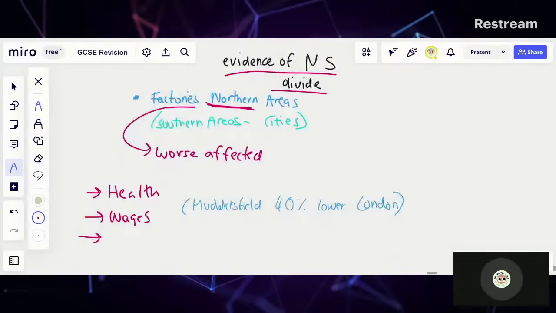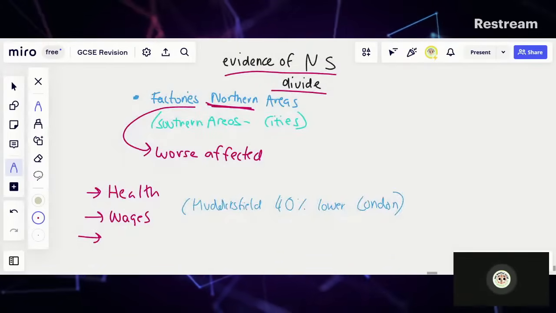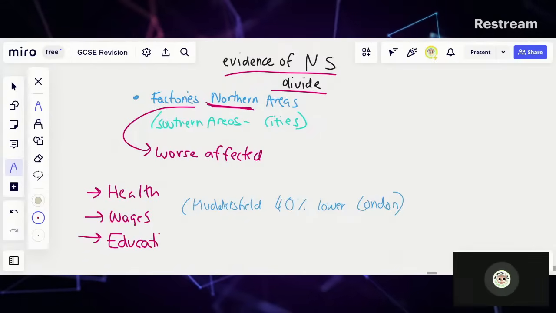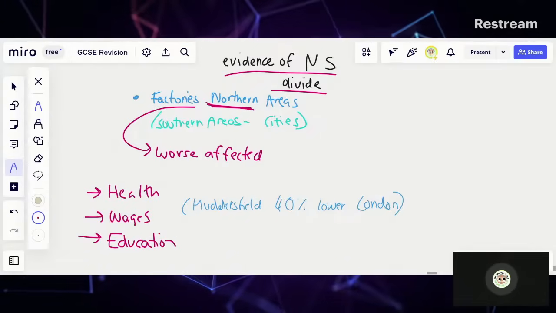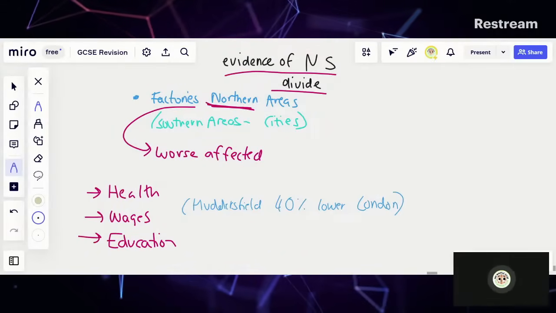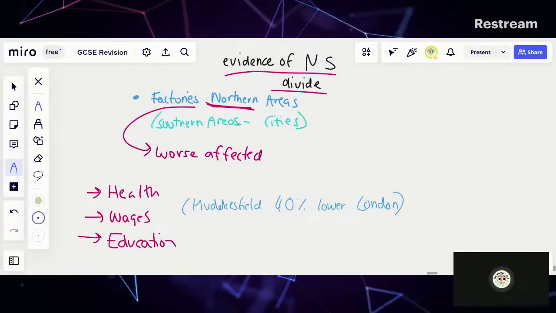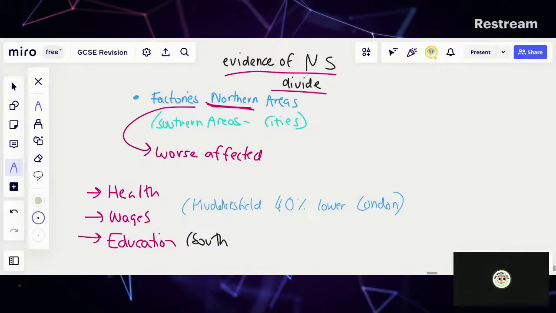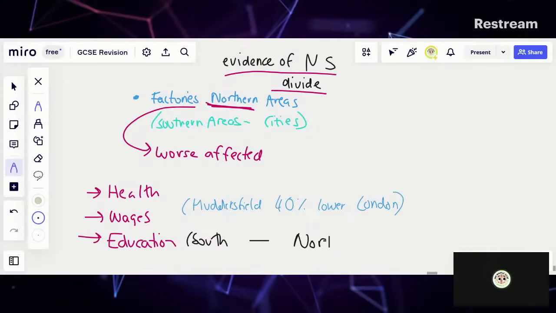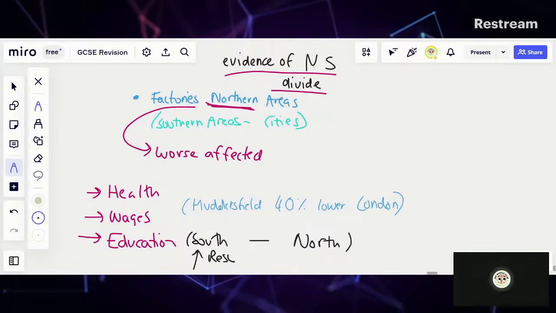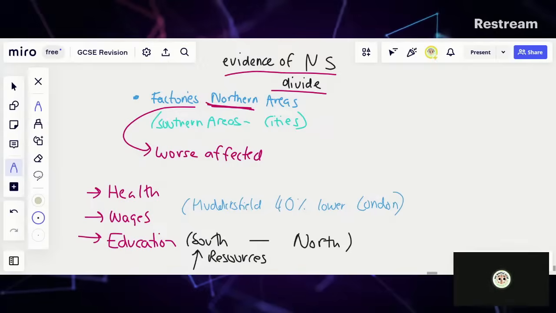Okay, and the final disparity and evidence of the North-South divide is also education. So I know you guys are taking your GCSEs right now, but you might be able to see that there's actually a disparity in the GCSE results. GCSEs are actually much better and generally quite better in the south of England than it is in the north of England. And the reason why is because the south of England have more resources, more money, more access to things like that, whereas the north generally do not.